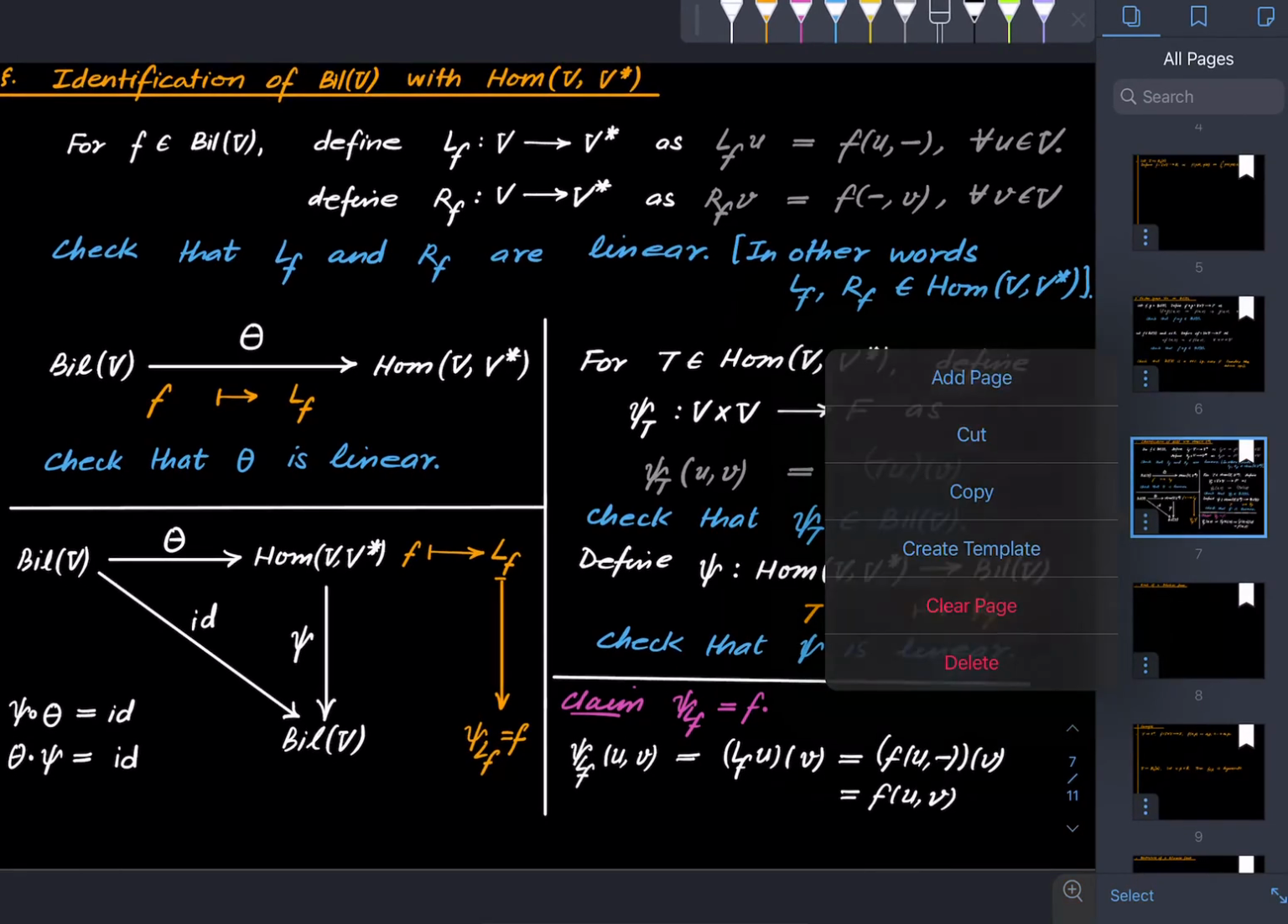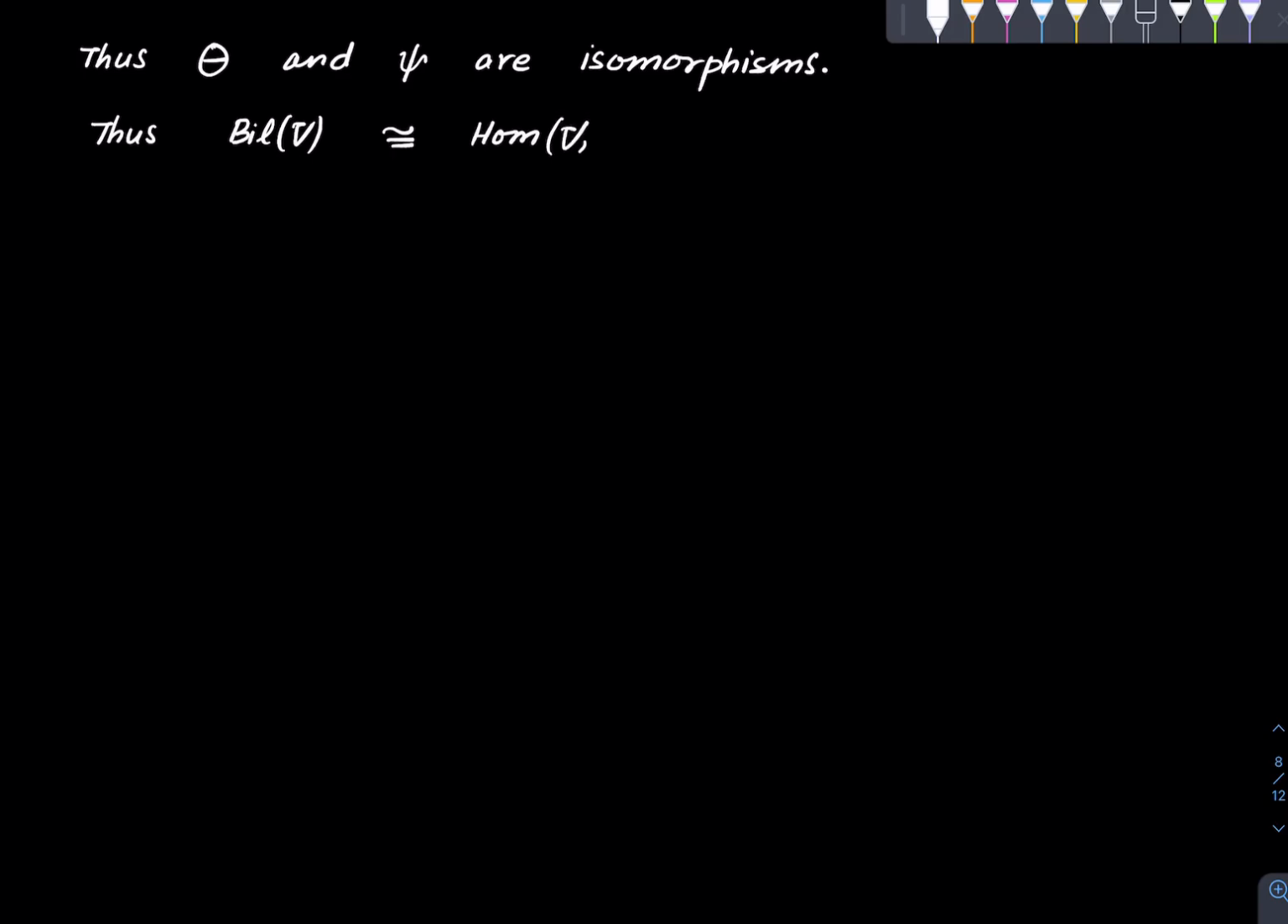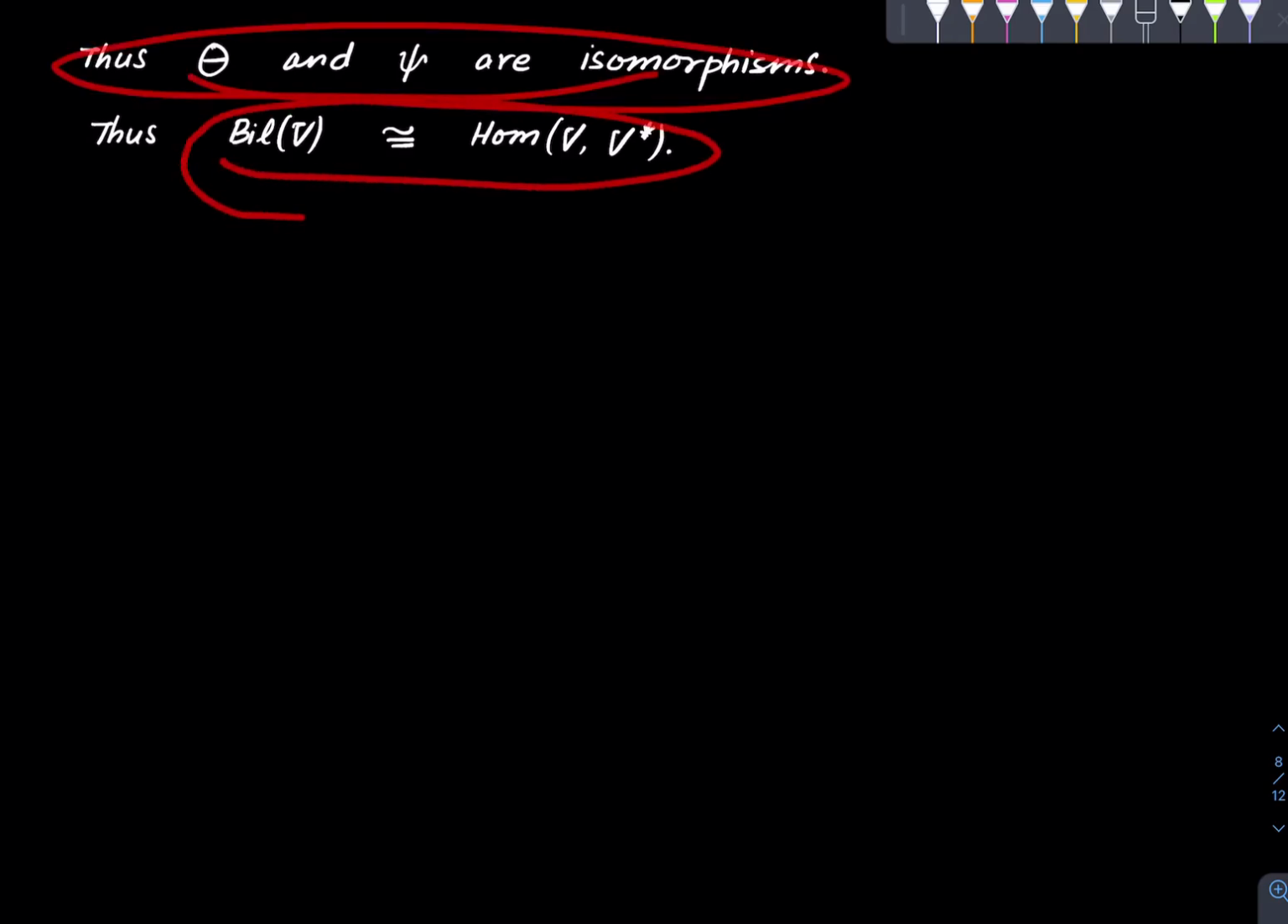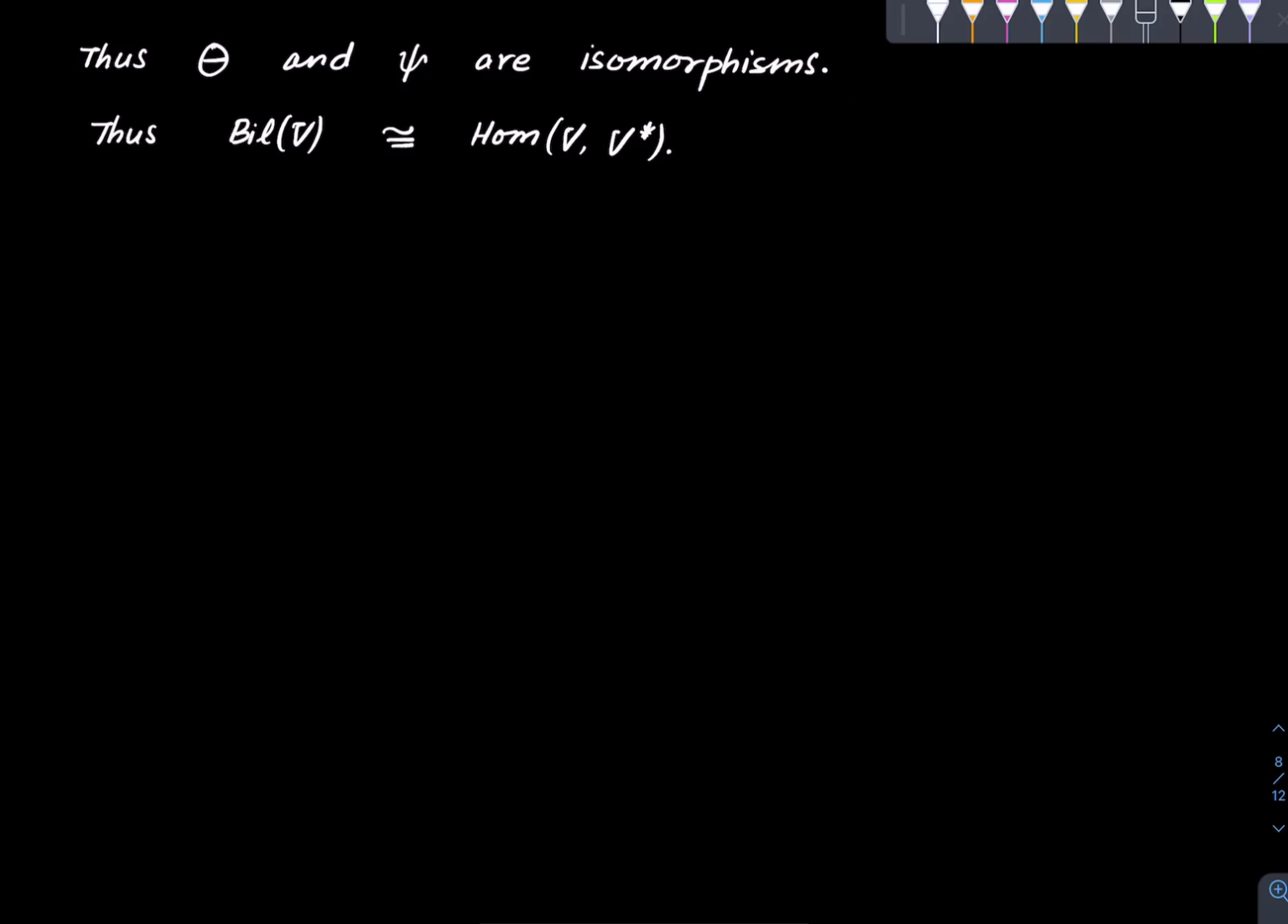So therefore, thus capital theta and psi are isomorphisms. Therefore, this is isomorphic to this. But the more interesting statement, or more mathematically charged statement, is this one. The fact that two finite dimensional vector spaces are isomorphic is not saying much. It is just saying that their dimensions are equal. This is saying much more, that there's a very nice identification between them. In some sense, they are the same objects, just different perspective.